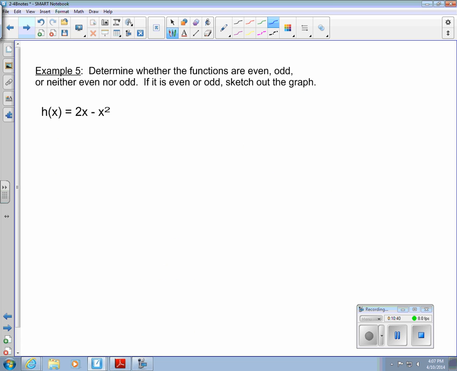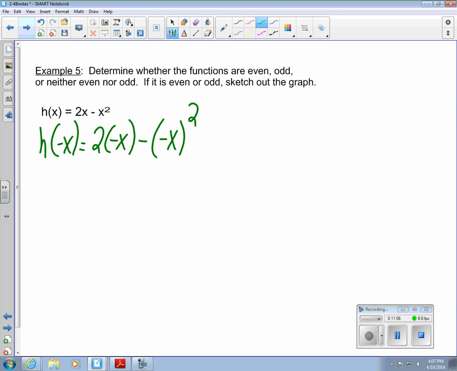Right. Moving on to our next example, we're trying to determine whether or not the function again is even or odd or neither, and then sketching the graph. So we have h of x is equal to 2x minus x squared. So if we insert our negative x to prove whether or not it's even or odd, we have h of negative x is equal to 2 times negative x minus negative x squared. All right. So just simplifying this out, this is equal to negative 2x, and negative x times negative x is a positive x squared. So we have minus x squared.